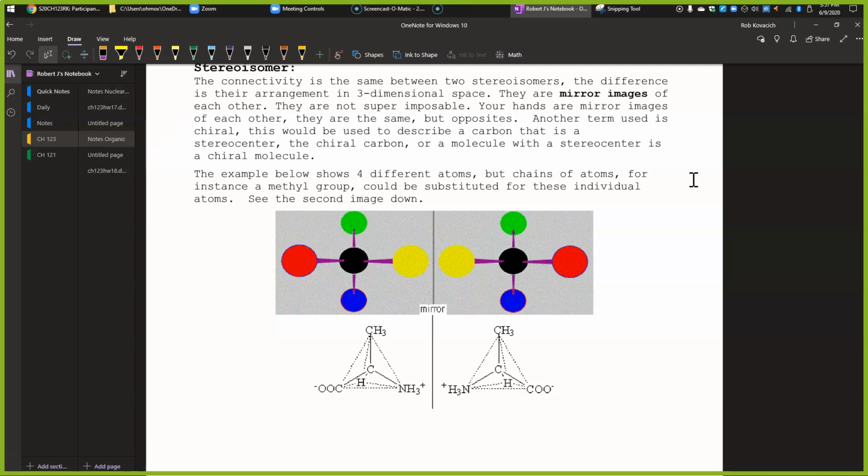The carbons themselves and the molecules themselves are referred to as chiral. So anytime I've got a carbon and the carbon is connected to 4 different things, I have a chiral carbon or a chiral molecule or a stereocenter.